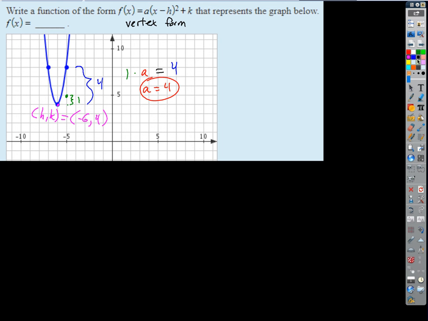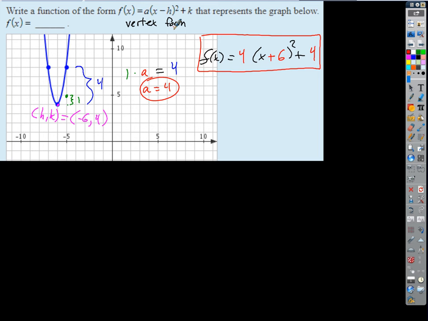So we end up with f of x equals a, which is 4, times x minus negative 6, which is plus 6, squared, plus k, which is 4. So there's our answer. Okay? No big deal, right? So once again, Unit 3 review, they're going to give us a parabola, and we have to turn this into vertex form, which is the most convenient one, right?